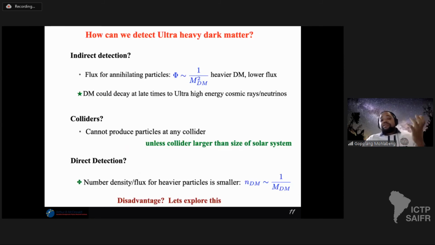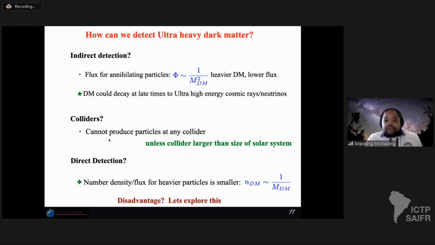So how do we find this dark matter? Well, let's go through the detection methods that we already have and love. With indirect detection, we know that the flux of annihilating particles, especially in our region, goes as 1 over the mass squared. So if I have a 10 to the 16 GeV particle, the flux is negligible, so I will not see those particles.